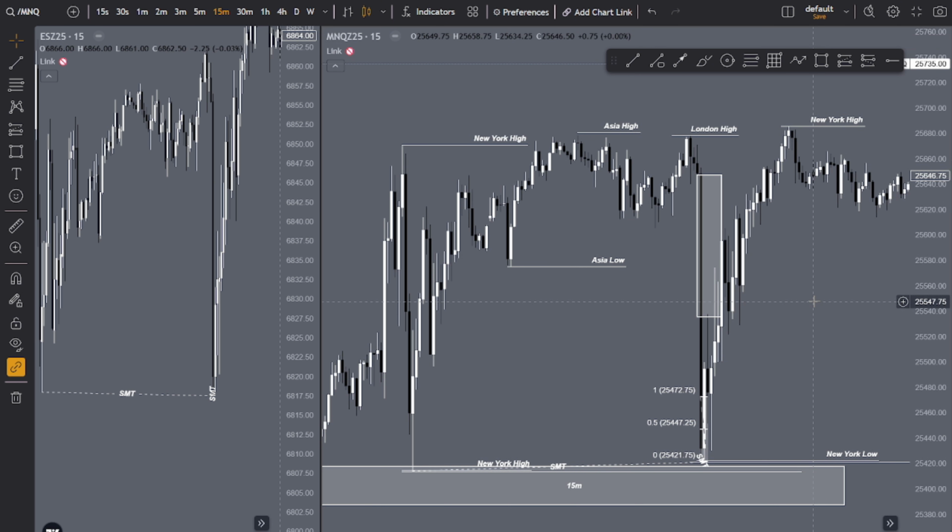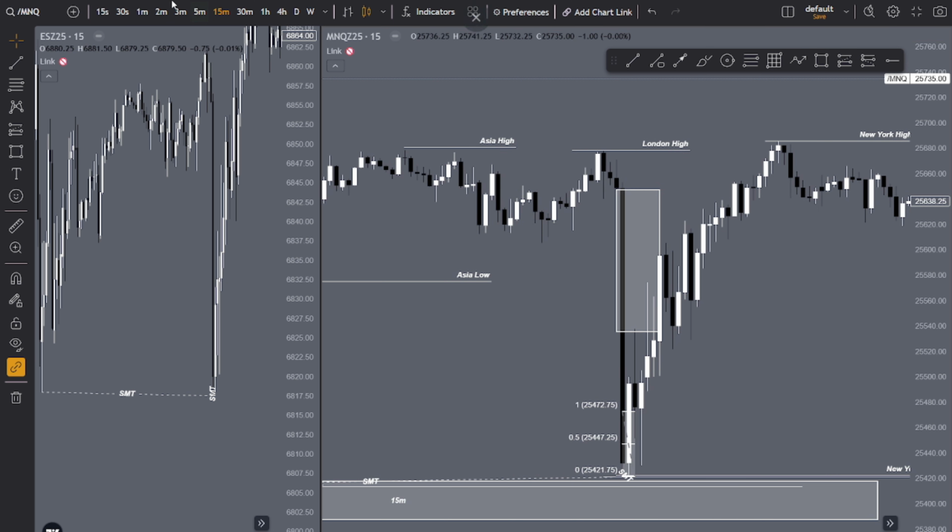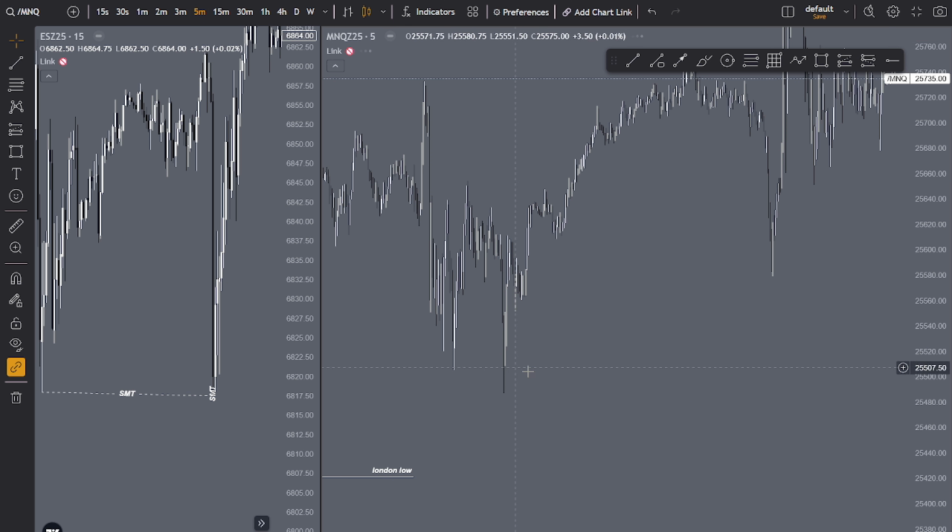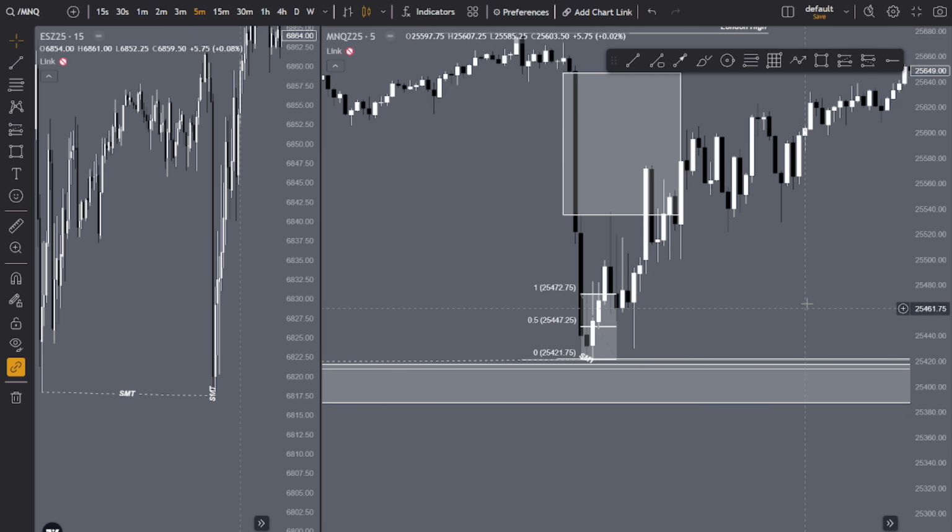Two confluences already. We have crazy manipulation. We swept multiple previous lows, and then we had an SMT on the higher time frame. Boom. That's my confluence. Then I wait for a reversal.